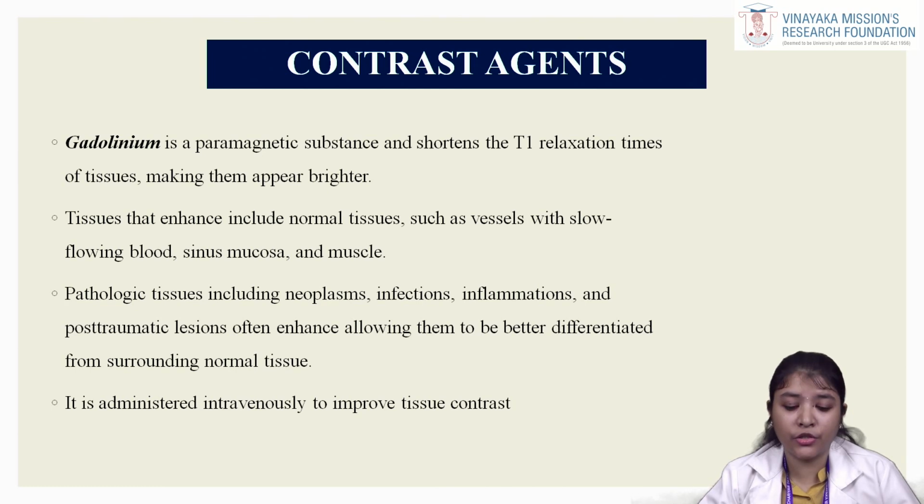Contrast agent plays a vital role in differentiating the soft tissues and helps identify normal from abnormal tissues. The contrast used in MRI is gadolinium, as it is a paramagnetic substance and has a shortened T1 relaxation time, which makes tissues appear brighter. It is mostly used to enhance normal tissues as well as pathological tissues, including neoplasms, infections, inflammations and post-traumatic lesions, whereas in normal tissues it enhances vessels with slow flowing blood, muscles, etc. It is mostly administered intravenously to improve the tissue contrast.